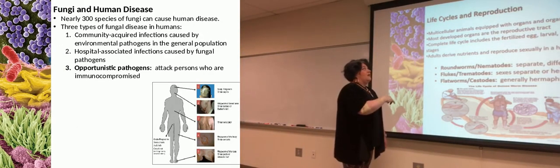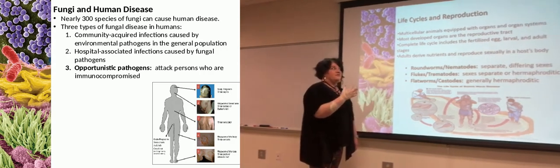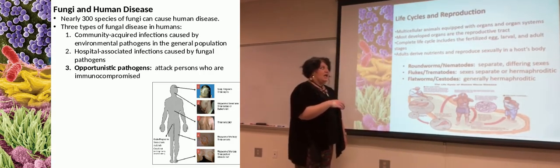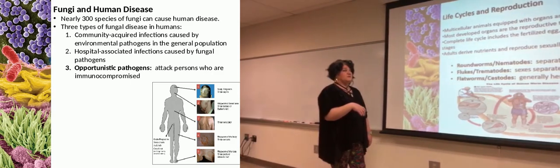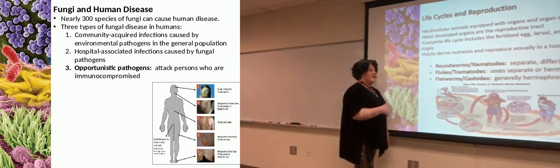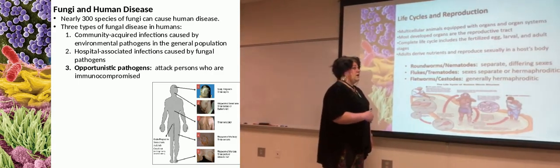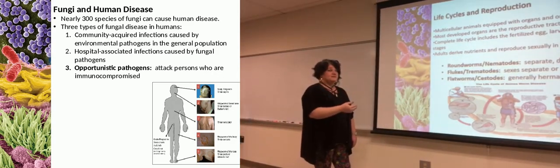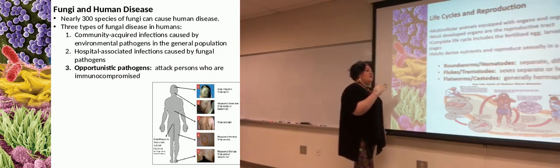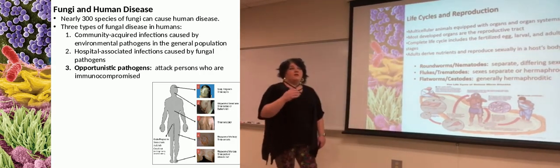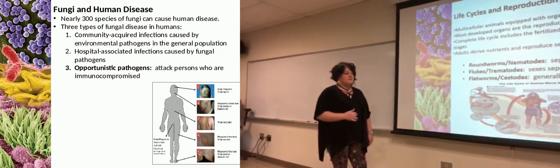The complete life cycle normally includes a fertilized egg, a larva, which will be like a juvenile, like an infant, and then adult stages of the worms. The adults are going to take nutrients out of their host body and reproduce sexually within the host. Like I said earlier, the roundworms will have separate sexes. The flukes can have separate sexes or be hermaphroditic. The flatworms, more often than not, are hermaphroditic. So they'll have both female and male reproductive organs.